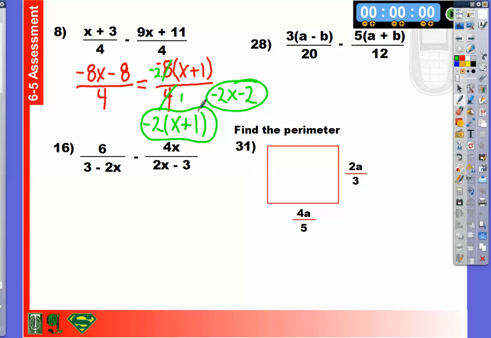Okay. Moving on to number 16. Now in this case, we have two fractions. The polynomial is in the bottom, and we are subtracting. What must be true in order for us to subtract fractions? They must have a common denominator, don't they? And so I'm looking at this fraction. We have 3 minus 2x in one denominator. We have 2x minus 3 in the other denominator. Are they the same denominator? No. But what is the connection between those two expressions?